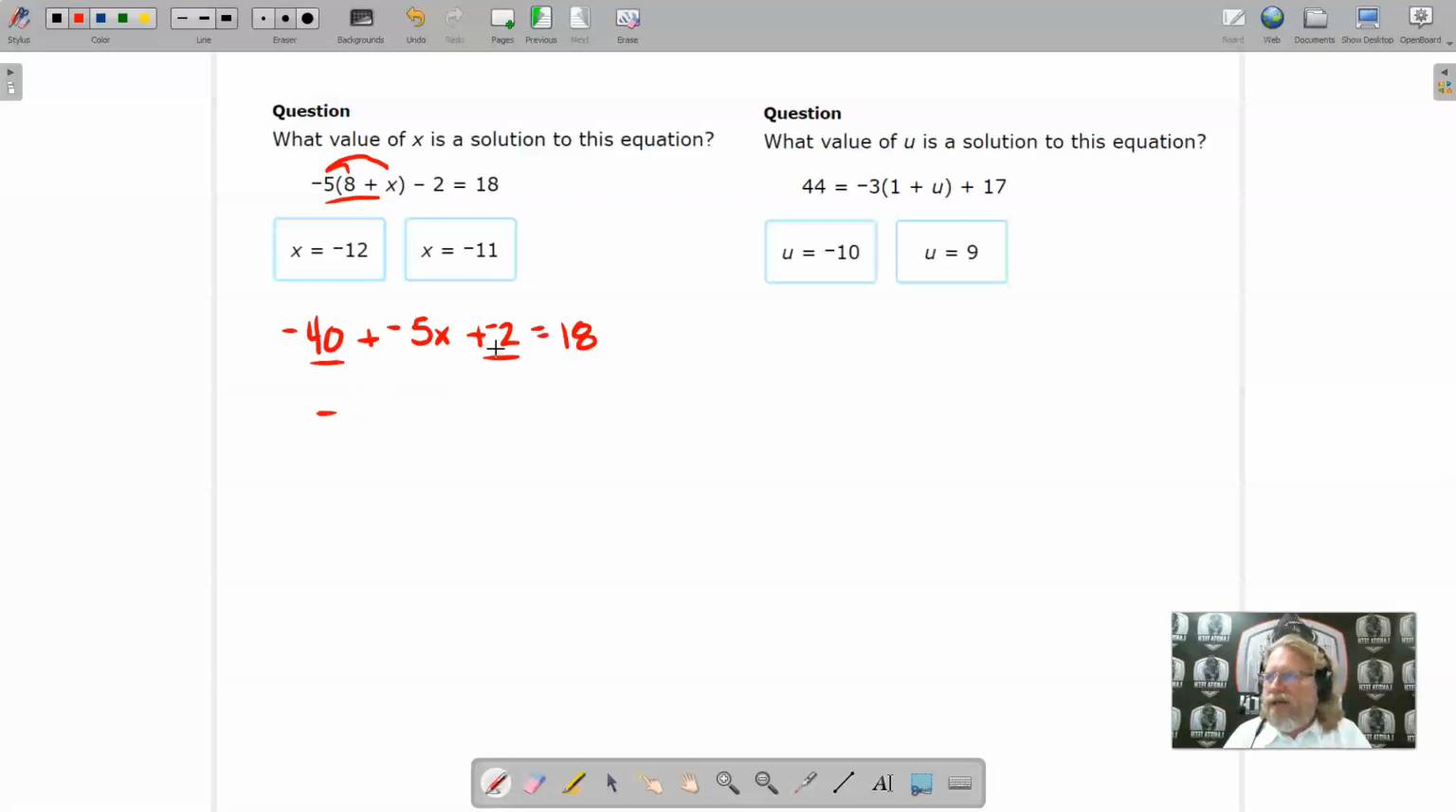And 40 plus 2 is not a tough one. That's 42, right? Which is the secret to life if you ever watch Hitchhiker's Guide to the Galaxy. Google it.